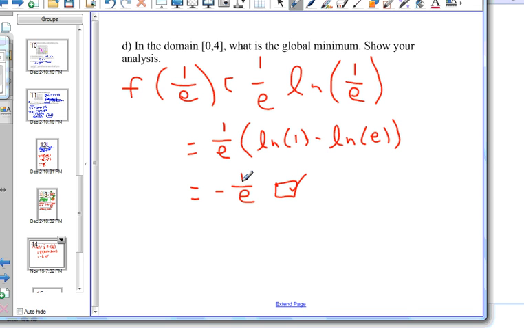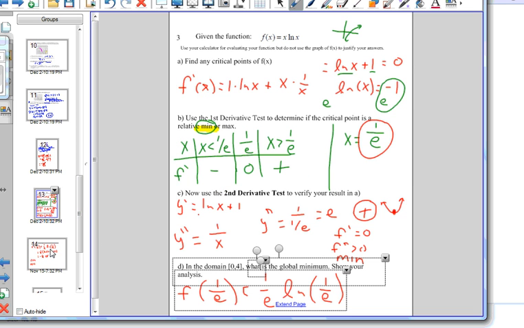Now that's the minimum value. But what we need to do is see, is it the global minimum? So in order to do that, we need to evaluate f of 0 and f of 4. And going back, just to remember what that function was, it was the function x ln x.